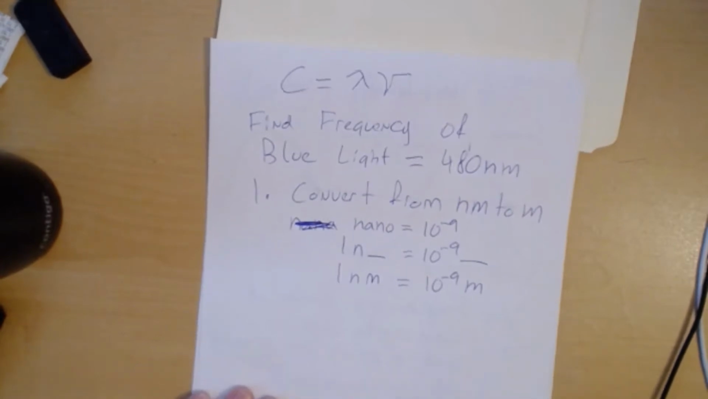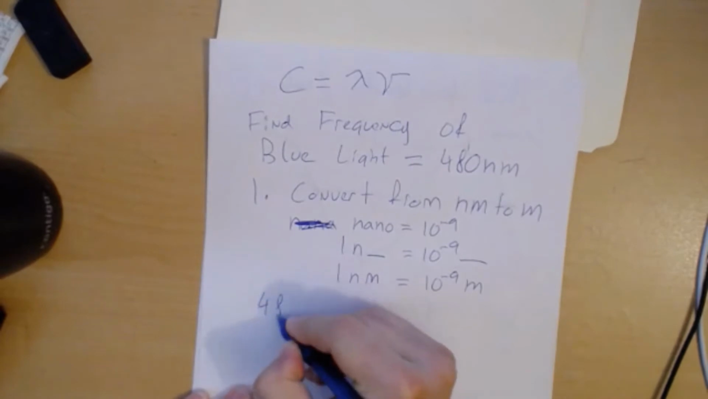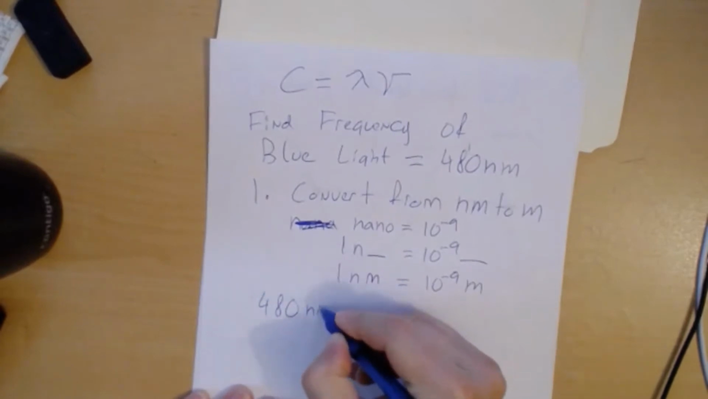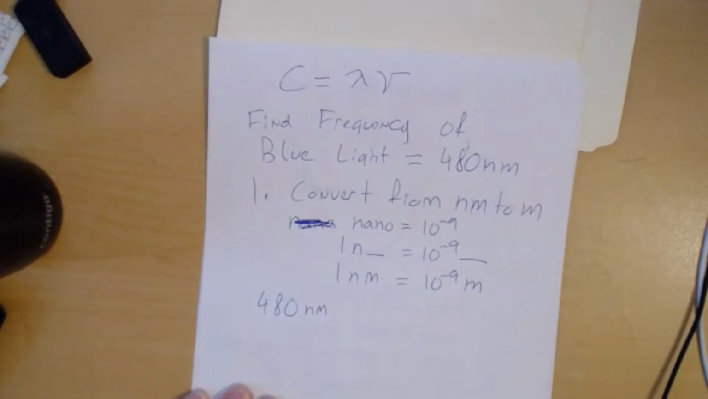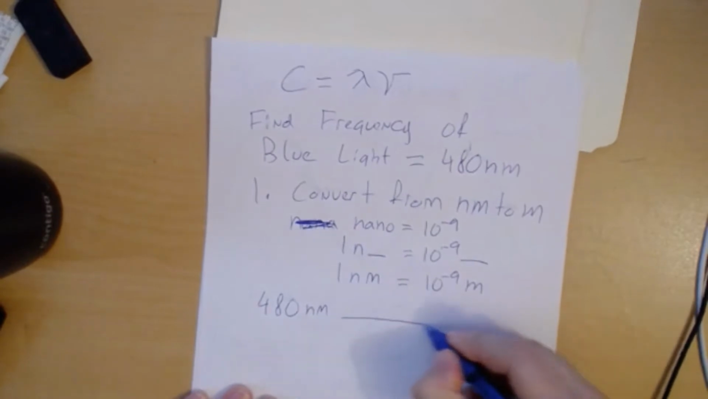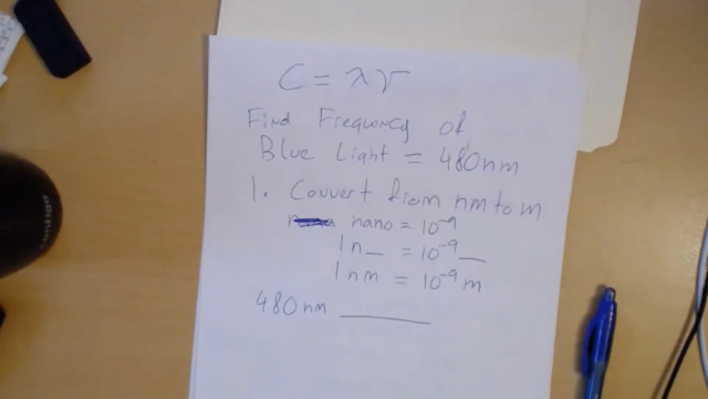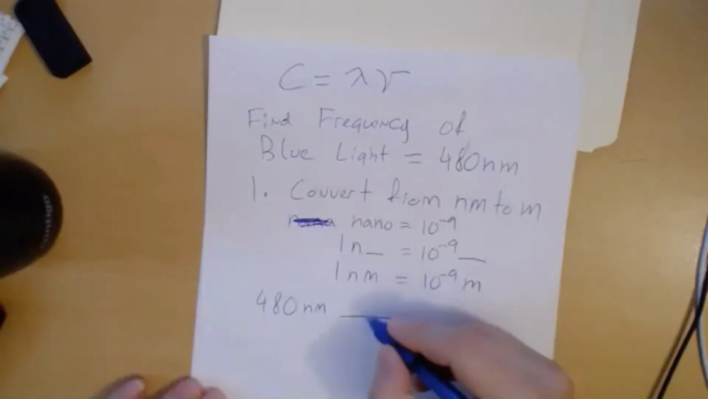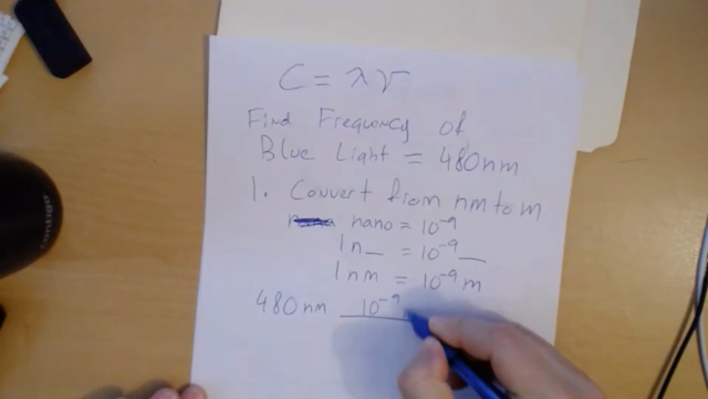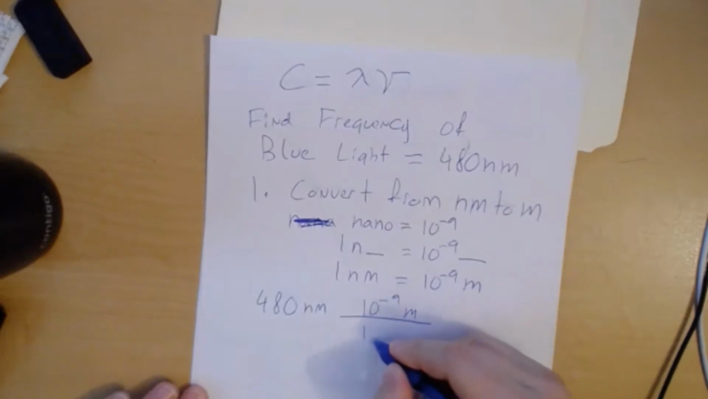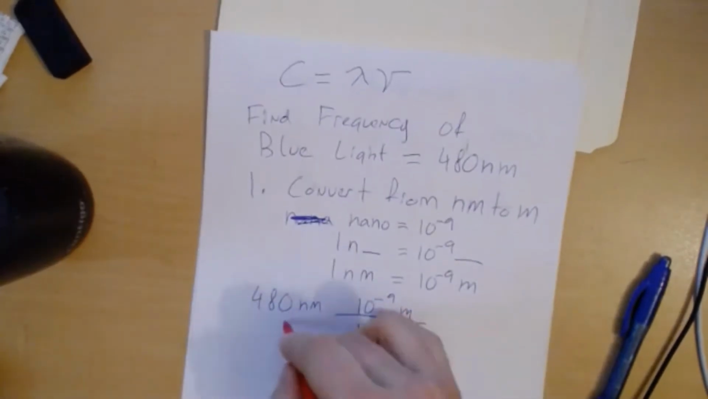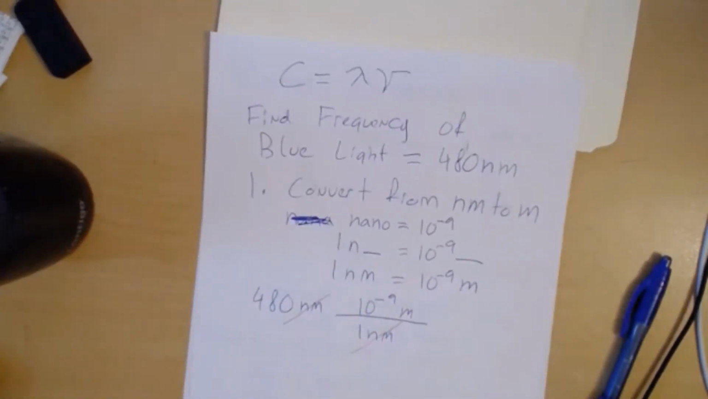All right, so then we take our 480 nanometers. Where's the 10 to the minus 9 going to be in my conversion factor, on the top or the bottom? The top. Yeah, and someone said the top. So 10 to the minus 9, because I want meters on the top, and I want nanometers to cancel on the bottom. Okay. So the nanometers cancel, and I'd get meters.